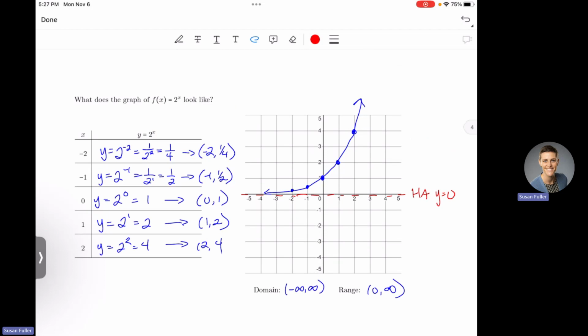So we did this one in class. Y equals 2 to the x is an increasing exponential function from left to right. This is exponential growth. And it has a horizontal asymptote at y equals 0.